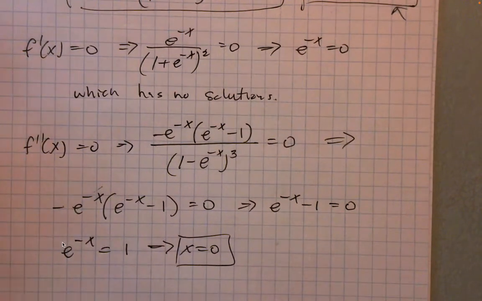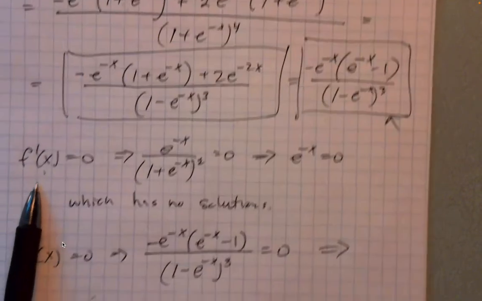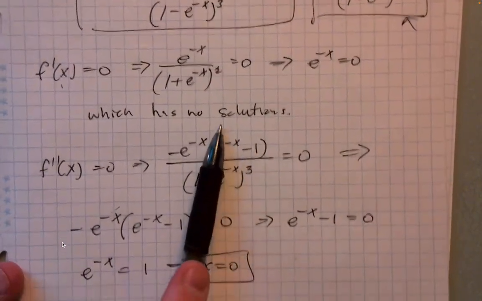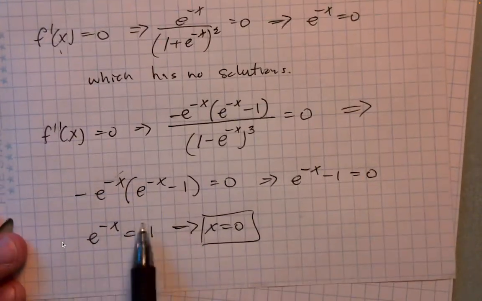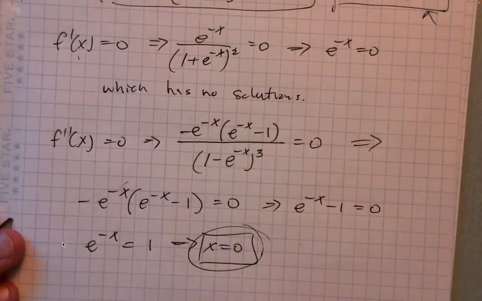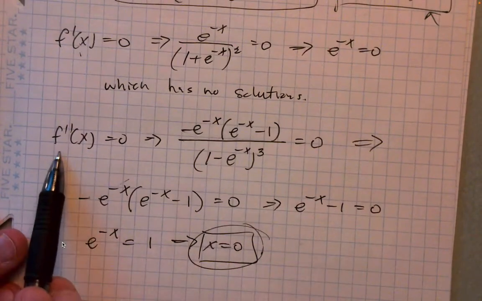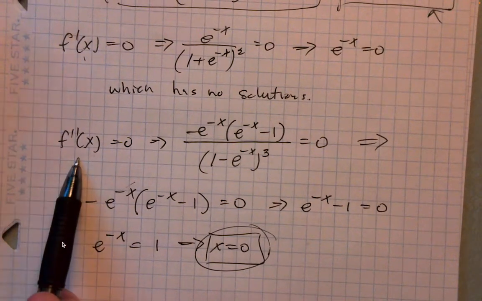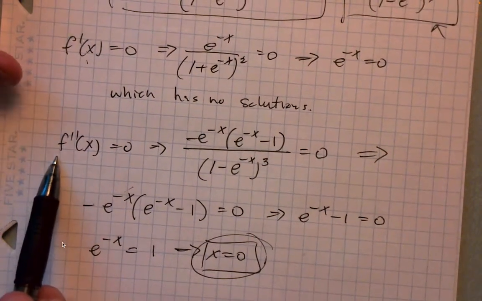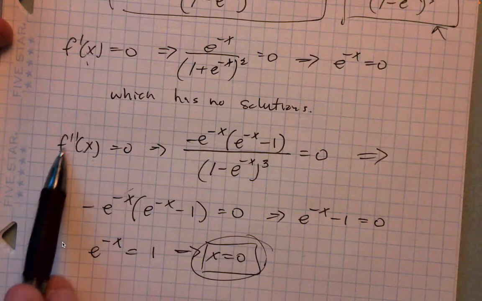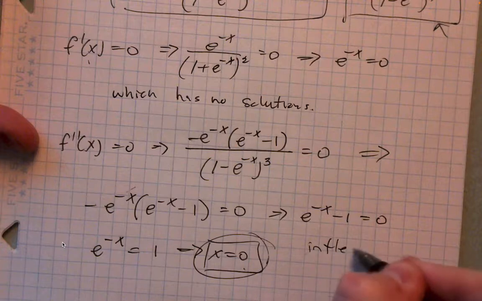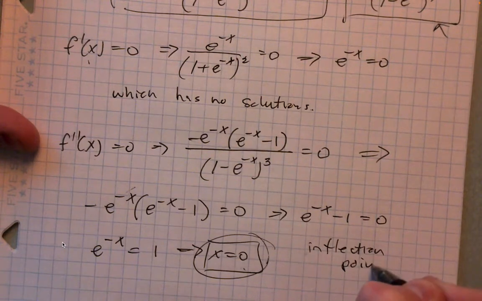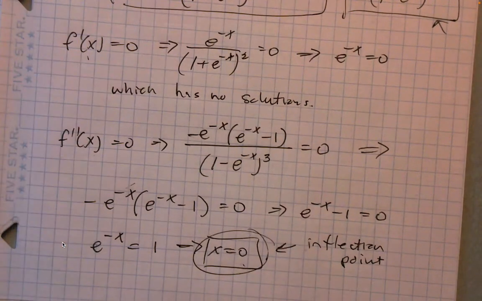Okay, so the first derivative has no roots. There's no solutions to that equation when we set it equal to 0. But the second derivative does have a root, and that's at x equals 0. So what does that mean when the second derivative has a root, or when you have a solution to the equation f double prime of x equals 0? Well, that means basically that this is going to be an inflection point. Okay, so we're going to have an inflection point at x equals 0.